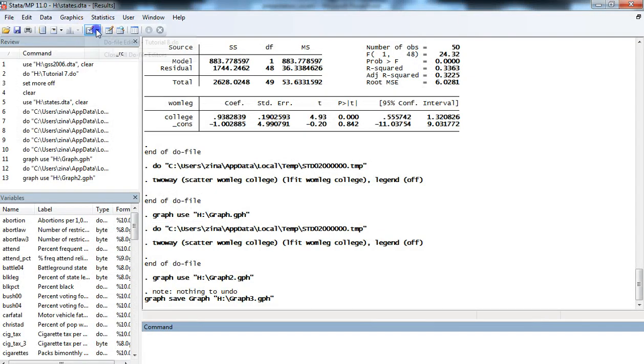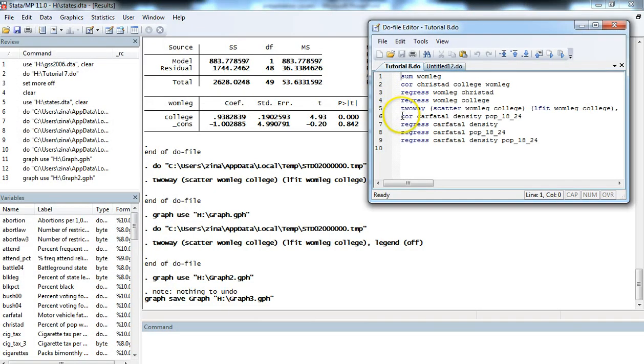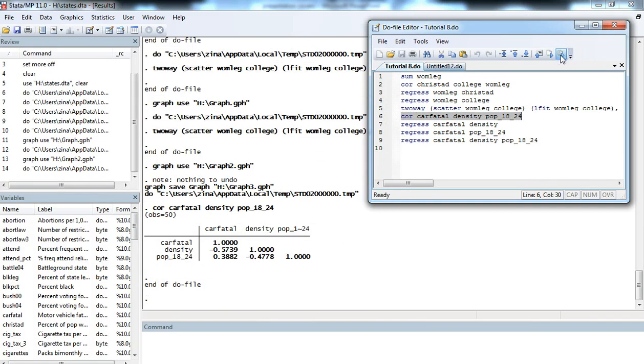We first begin with the correlate command. So we correlate carfatal, density, and the population variable. And we find indeed a strong negative correlation with the density variable at negative 0.57 and a moderately strong positive correlation with the population variable at 0.39.